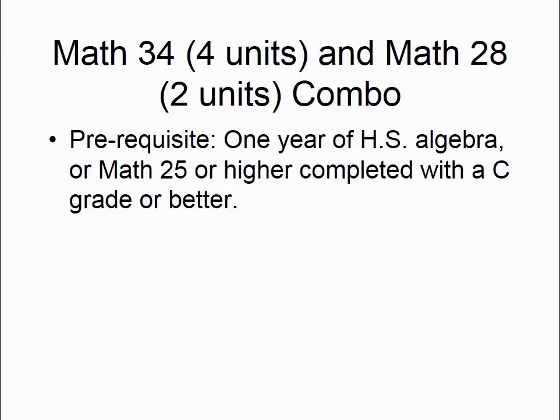Another option for acceleration is our Math 34, Statistics, and Math 28 combination. Math 28 is called Math Support for Statistics. In order to take these 2 courses together, you will have to provide admissions and records proof of 1 year of high school algebra or Math 25 or higher with a C grade or better. You can be done in 1 semester with your transfer level math by using this option.